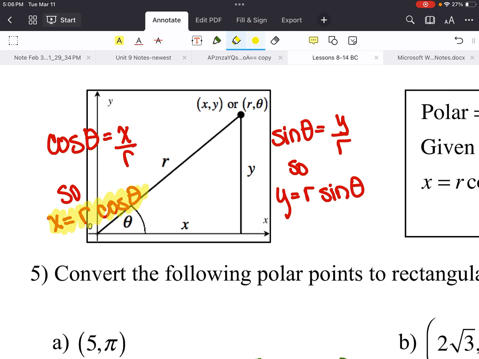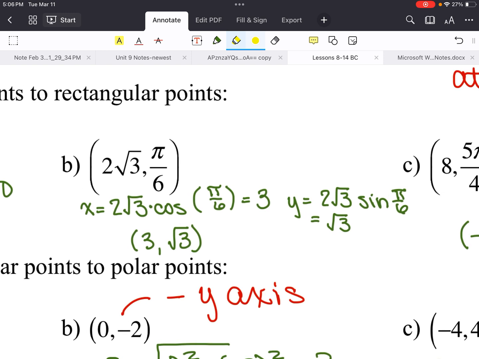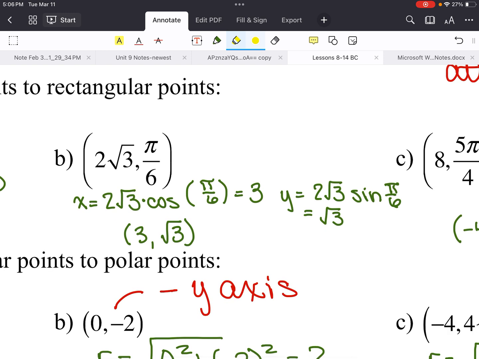And you can do the same kind of thing with y. Sine theta is opposite over hypotenuse. So if you multiply both sides by r, then the y coordinate in rectangular is equal to r times sine theta in polar. So when you're converting these, and I'm not going to talk about all of them, if I give you a radius and I give you theta, so the radius is 2 root 3 and the angle is pi over 6, the x coordinate is going to be the radius times cosine of the angle.